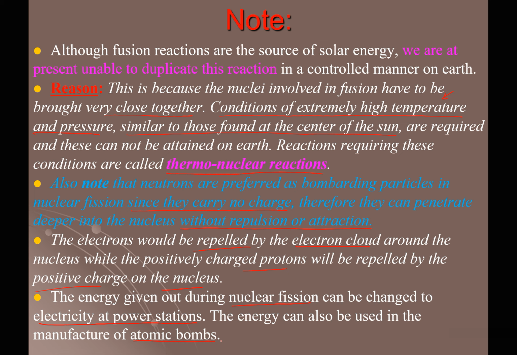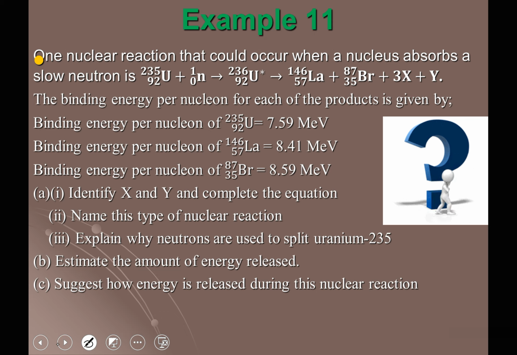So if terrorists land onto wastes of nuclear products, they can use them to manufacture atomic bombs because the process is the same. So the energy can also be used in the manufacture of atomic bombs. Example number 1.